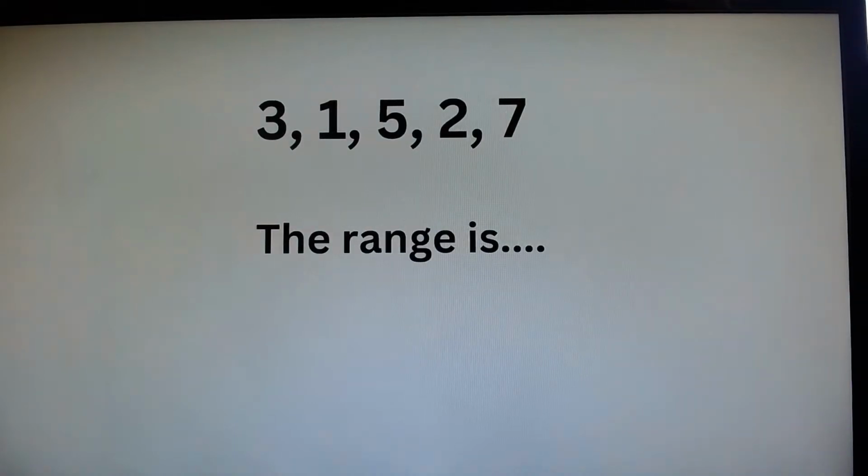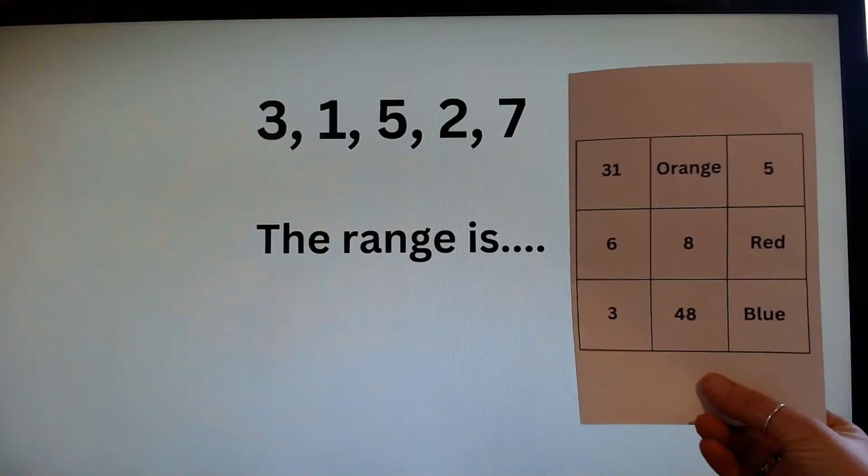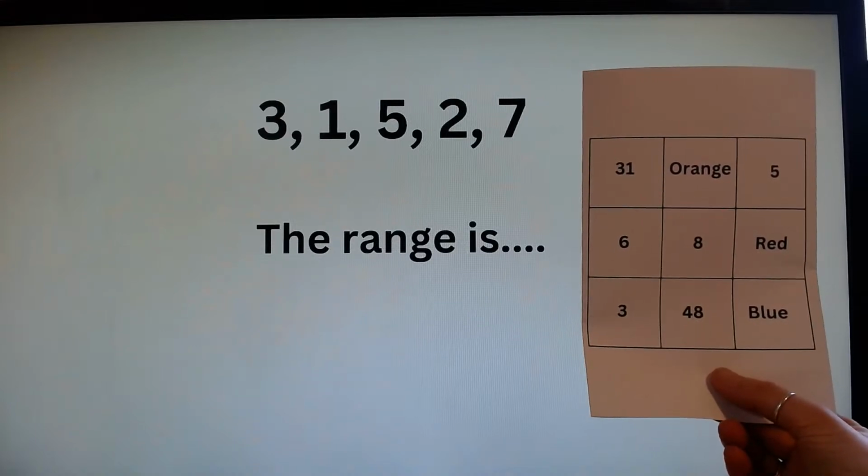Okay, next question. Same numbers, 3, 1, 5, 2, 7. The range isn't an average, but it's an important piece of data. It's a helpful piece of data. The range is, I'll show you the options again. So on your bingo grid, which one would you cross off for the range for that piece of data?